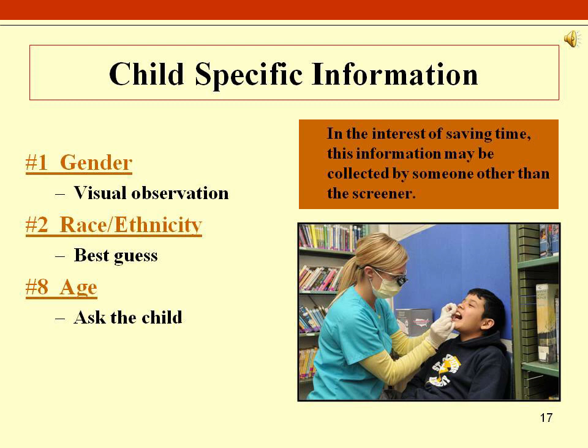Categories 1, 2, and 8 on the screening form request demographical data. This information provides a profile of the population. Number 1, gender is determined by visual observation. Number 2, race. Select the race of the child based on your best determination. Number 8, age. You may wish to ask the child for this information. In the interest of saving time, the information for categories 1, 2, and 8 may be collected by someone who is assisting as a recorder.